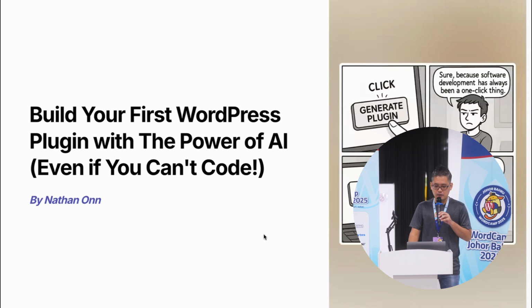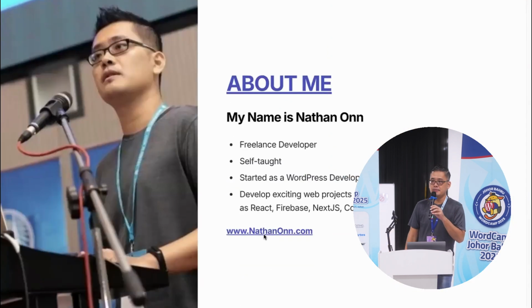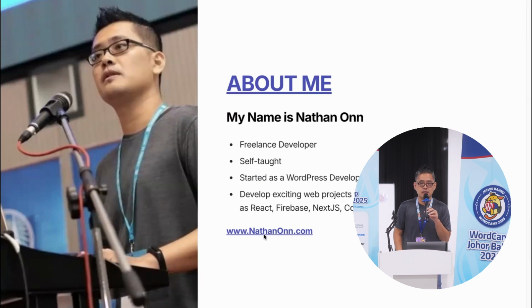Before I start, I would like to introduce myself first. My name is Nathan Ong. I'm a self-taught freelance developer. I started my career as a WordPress developer, building plugins and themes and selling them online. Then I also had the opportunity to work with clients from various industries on exciting web projects using some of the latest technology like React, Next.js, Convex, Firebase, etc. Nowadays, I spend most of my time doing AI automations for businesses. This is my website.